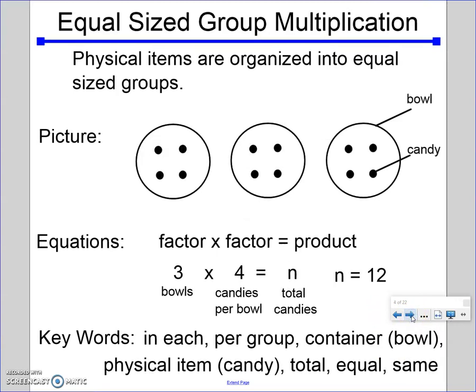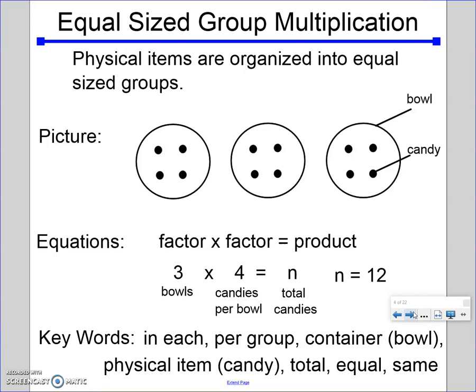The next multiplication story problem type we learned about this year is equal-sized group multiplication. In an equal-sized group multiplication story problem, there are physical items that are organized into equal-sized groups. So there's usually some kind of container like a bowl or a cup or a box or even hands, and there are physical items organized into each container with the same number of items in every container. To solve an equal-sized group multiplication story problem, you multiply.